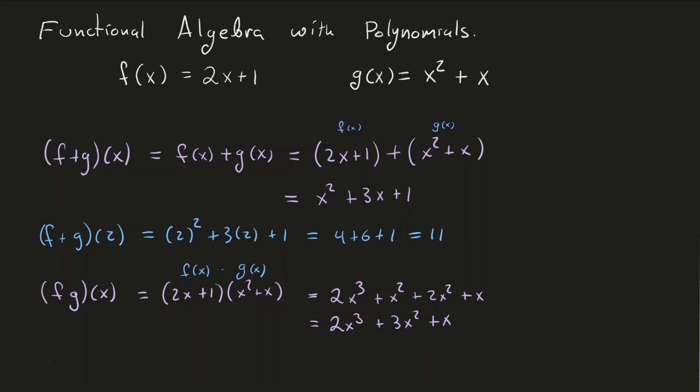So we can also check this at 2, because we already know what the value of this is. It should be 30. So this is equal to 2 times 2 cubed + 3 times 2 squared + 2. So 2 cubed is 8 times 2, that's 16. 2 squared times 3 is 12. Plus another 2, and that is in fact 30. So this gives us a nice formula for the multiplication as well.